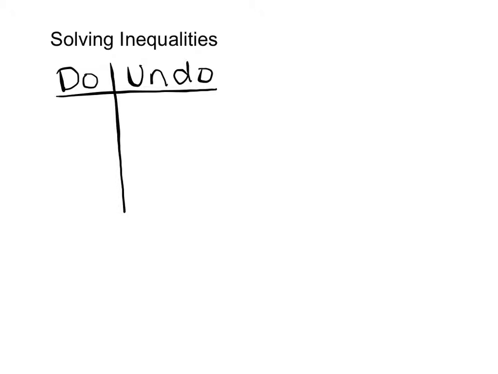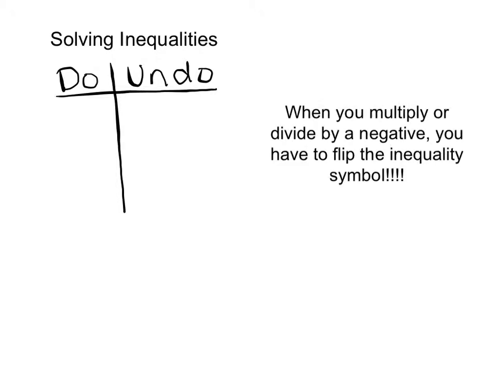And that special rule has to do with multiplying and dividing by negative numbers. And the rule is, when you multiply or divide by a negative, you have to flip the inequality symbol. Because remember, negatives make things opposite, and so we need to make the symbol opposite as well. So let's look at some examples, practice our do and undo, and also remember that when we multiply and divide by a negative number, we need to flip our inequality symbol. We don't have to flip it all the time, just when it's negative, so keep an eye out.